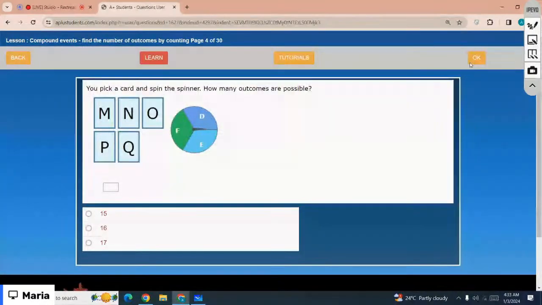You pick a card and spin the spinner. How many outcomes are possible? So, which is the correct option? Yes, that is 5 times 3. The correct option is 15. That means the total outcomes are 15.